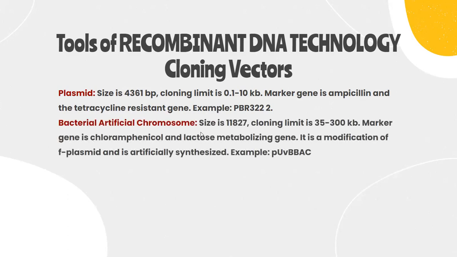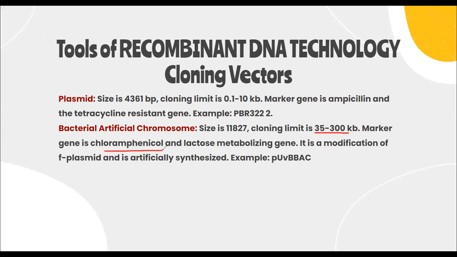Then you have the bacterial artificial chromosome. These are some of the examples of the cloning vectors. Okay, it can carry more of your desired DNA. Here it can carry 35 to 300 kilobase pairs, and it has a marker for the antibiotic chloramphenicol and a lactose metabolizing gene. Okay. It is a modification of the F plasmid, which is required in the conjugation process of a female and a male bacteria, and it is artificially synthesized. An example is over here. So you need to know the examples basically, nothing much.